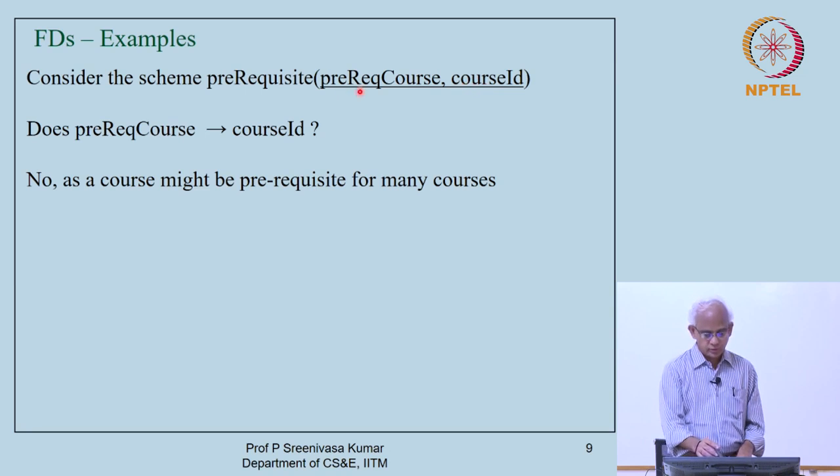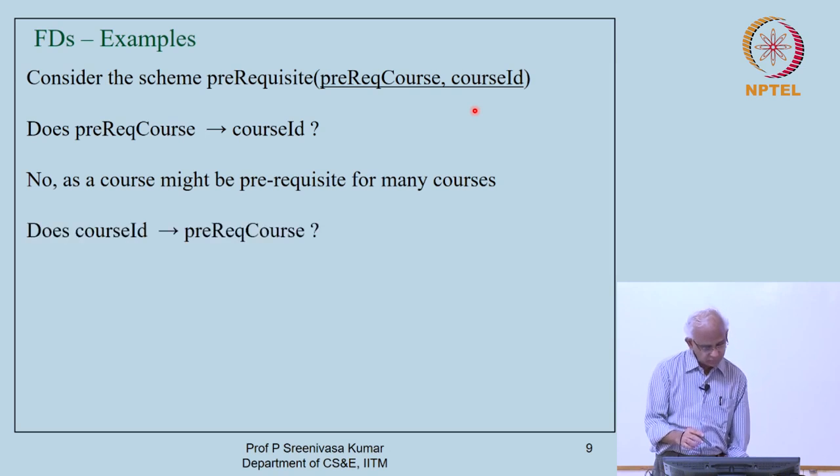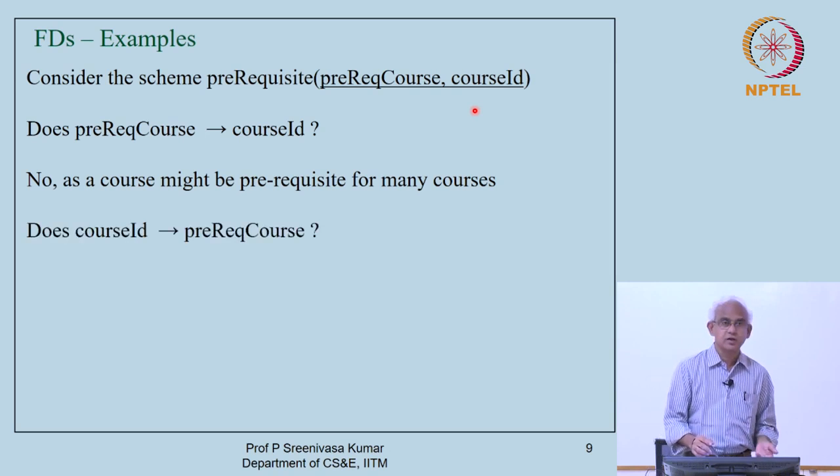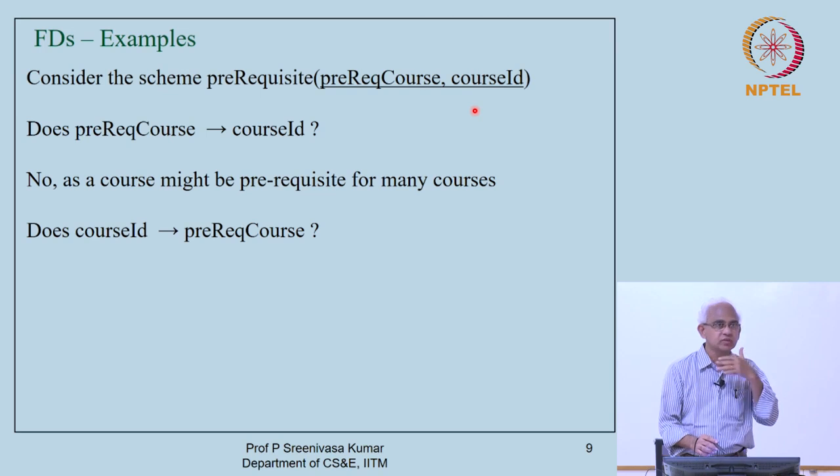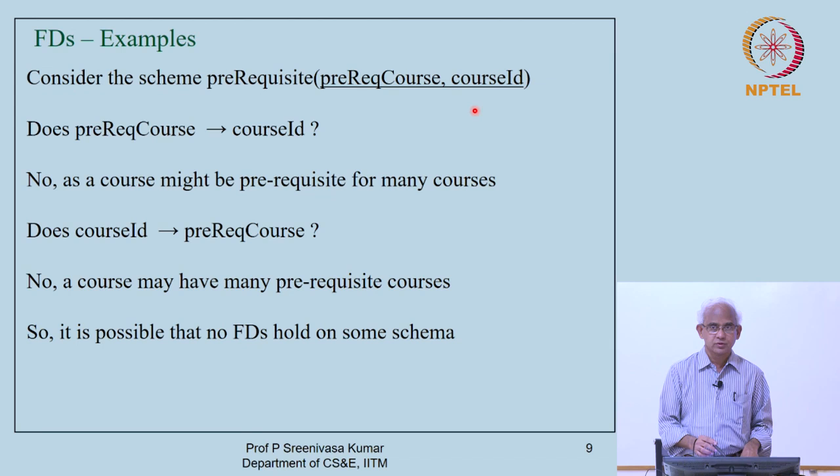So, given the value of prerequisite, we will not be able to uniquely determine the course ID in general. What about the other way around? Does course ID determine prerequisite? It's also not true, because again a course may have many prerequisites.